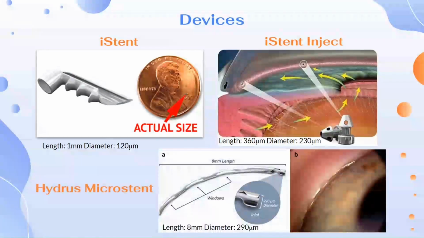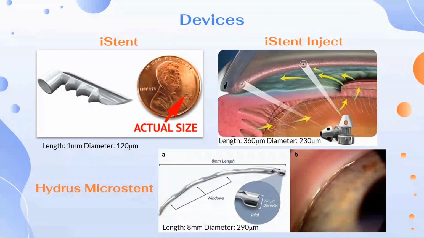The third stent shown at the bottom is called the Hydrus Microstent. The design for this model is unique because it can bend to the way it is shaped inside Schlemm's canal. It can dilate the canal about 5 times the native width of the canal and contains windows that further facilitate aqueous outflow. The length of the stent is larger than the iStent and the iStent Inject, measuring about 8 millimeters in length and 290 micrometers in diameter. The material of the stent is different from the first 2 stents because this one is made of nitinol rather than titanium, although it is a type of nickel titanium.